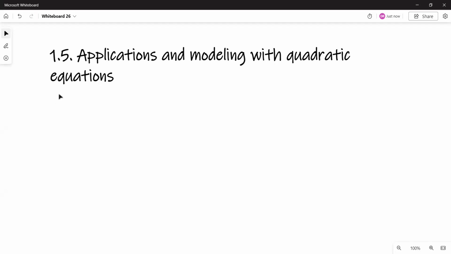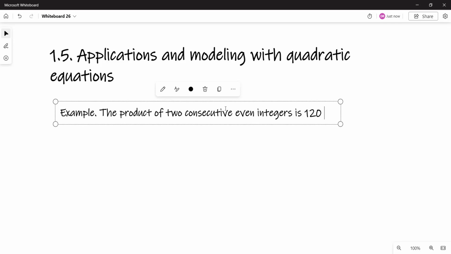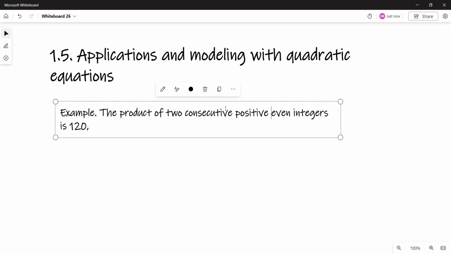Okay, so I'm going to start with the following example. Let's suppose that the product of two consecutive even integers is 120. Let's say two consecutive positive even integers is 120. We are going to find the integers.